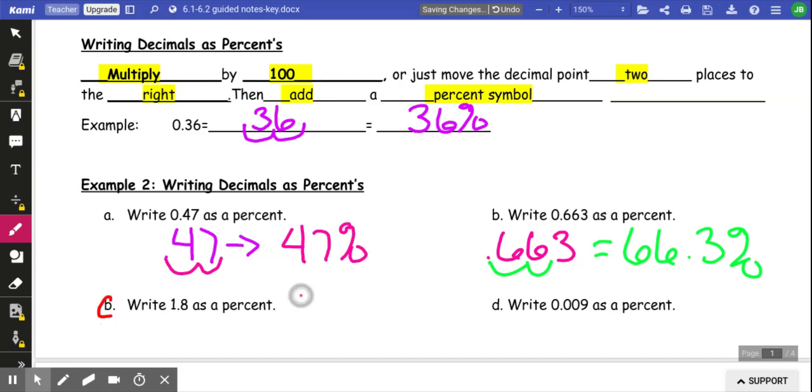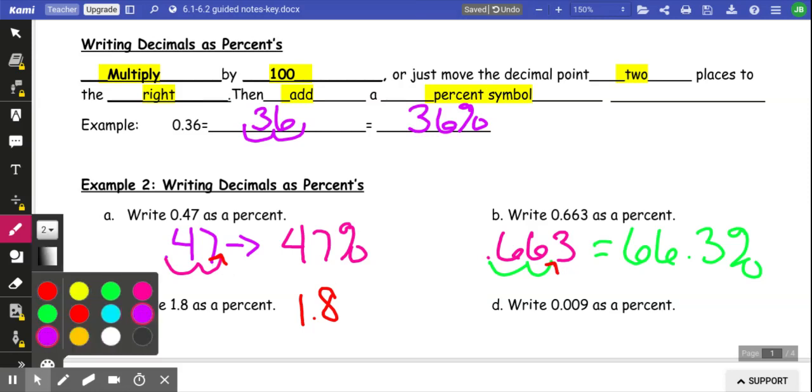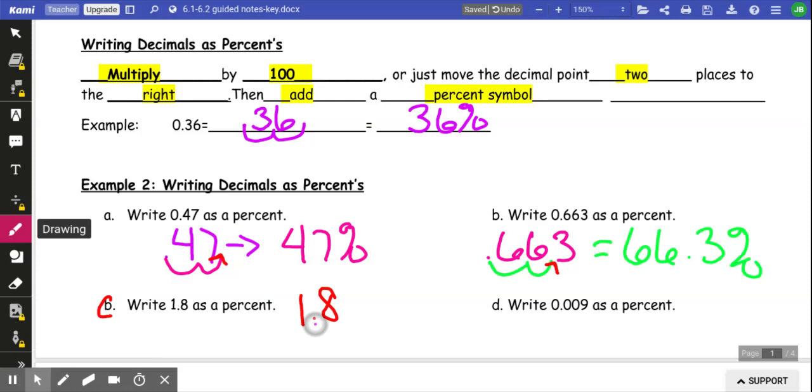Okay, we have 1.8. Well, again, I need to move it to the right. That's what I had done on each of these. I'd moved it 2 to the right. So I still need to keep that in mind as I'm doing this. So I'm going to take my decimal point and move it 2 to the right, 1, 2. And again, I don't have any number there, so I'm going to add a 0 to use as a placeholder. And this is going to equal 180%.